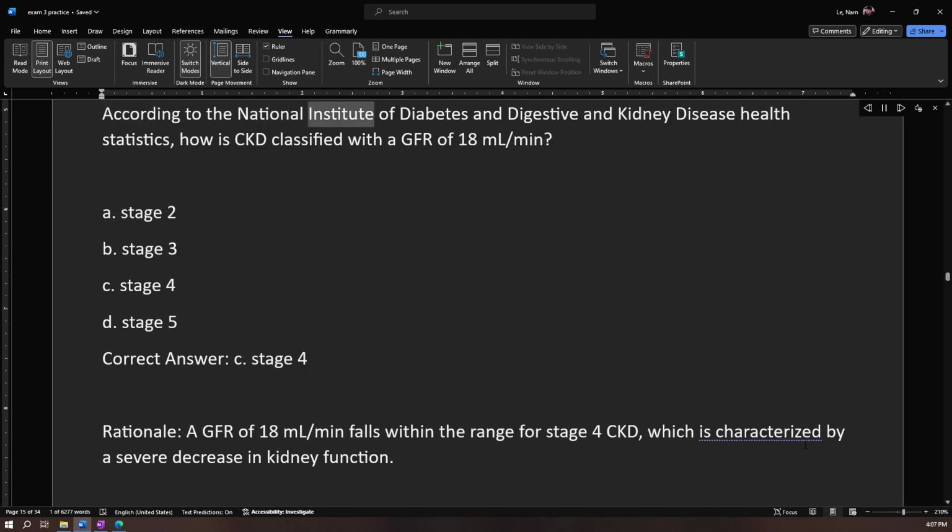According to the National Institute of Diabetes and Digestive and Kidney Disease Health Statistics, how is CKD classified with a GFR of 18 milliliters per minute? A. Stage 2. B. Stage 3. C. Stage 4. D. Stage 5. Correct answer: C. Stage 4. Rationale: a GFR of 18 milliliters per minute falls within the range for Stage 4 CKD, which is characterized by a severe decrease in kidney function.